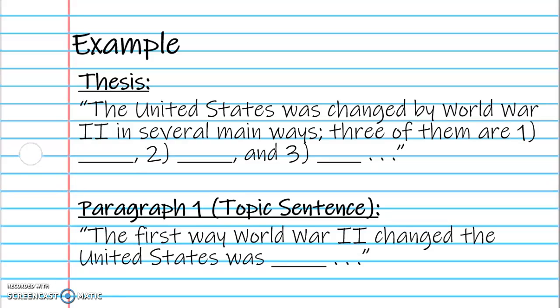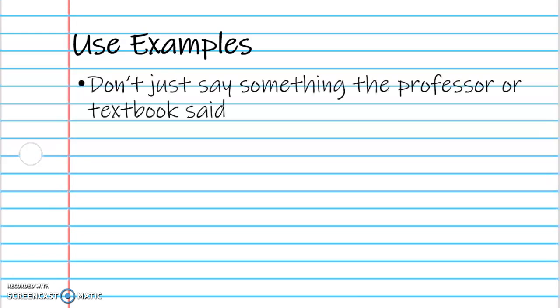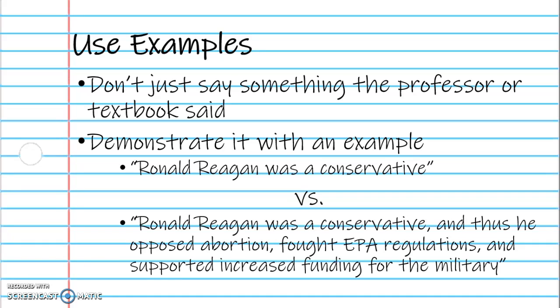So, with outlines and organization as the key foundation for essay questions, here are a few other tips. Use examples in your essays. Don't just say something the professor said or the textbook said. Don't just give an abstract statement that you don't understand. Demonstrate your understanding of the concepts with examples. So instead of saying Ronald Reagan was a conservative, say something like Ronald Reagan was a conservative and thus he opposed abortion, fought EPA regulations, and supported increased funding for the military, and so on. These are examples that demonstrate the abstract statement of him being a conservative.